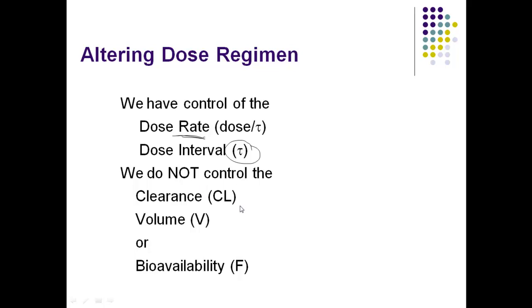Keep in mind that we still have no control over clearance, volume, or bioavailability. No way, no how can we change any of this. So, when one of these changes and affects our dose regimen by either increasing or decreasing, what we can do is change our dose interval or our rate. But today we're going to focus on dose interval.